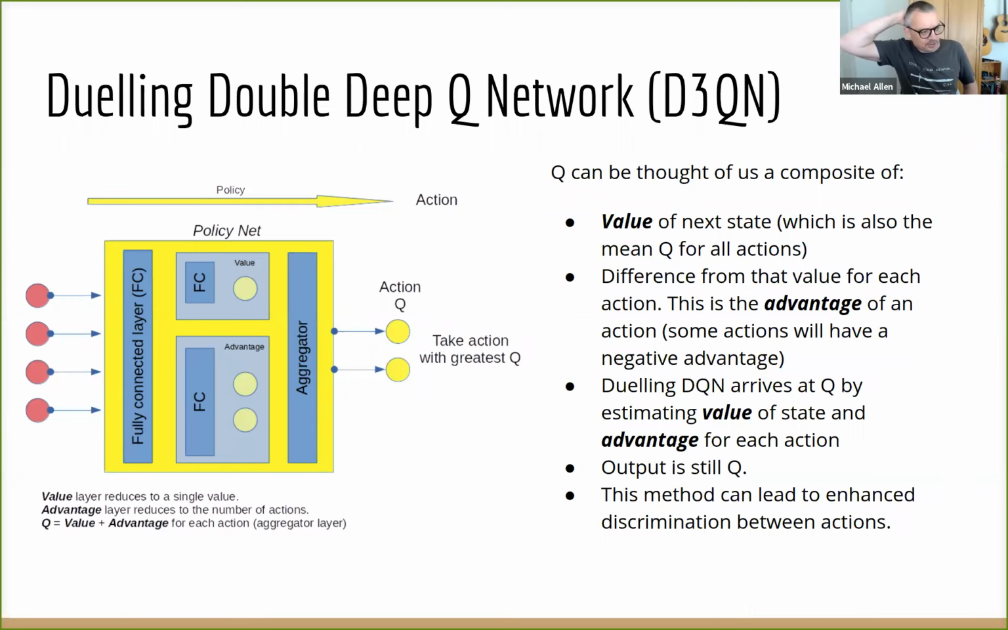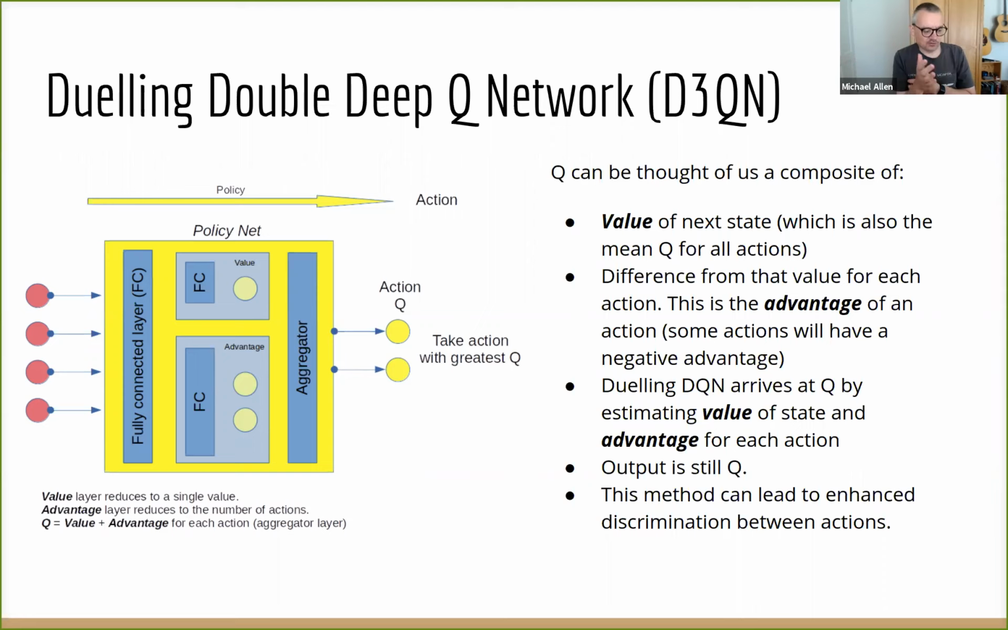So, dueling double deep Q, D3QN. I might have mentioned this one before. It does the same, well, they all do. You put in a state, it predicts Q, but in the middle of the net, it actually divides Q up into two different things: the value of the state, which you can think of as the mean Q for all actions, and then the difference that each action makes, which is called the advantage. So some will be negative: compared to the average value of the state, some will reduce it, and others will increase it.